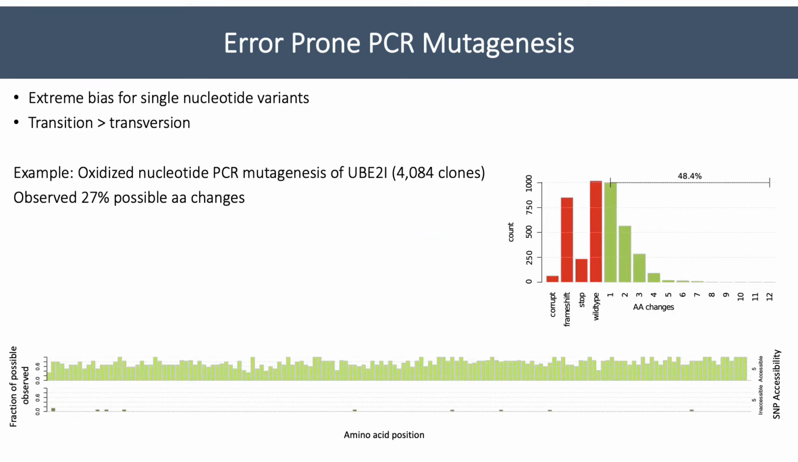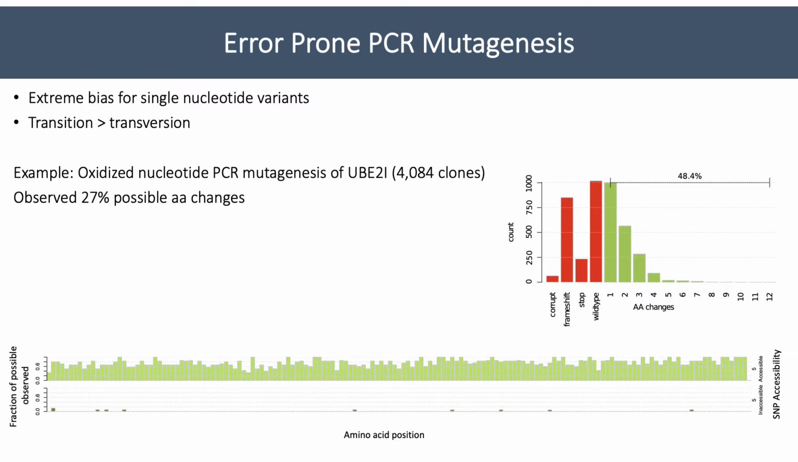So the main disadvantage to these protocols is that they are extremely biased for single nucleotide variants, and of these, they're highly enriched for transition events. In the Roth lab, one of our first libraries that we generated was using the oxidized nucleotide approach. So we generated and sequenced about 4,000 variant clones for human UBE2I, which is a SUMO-conjugating enzyme.